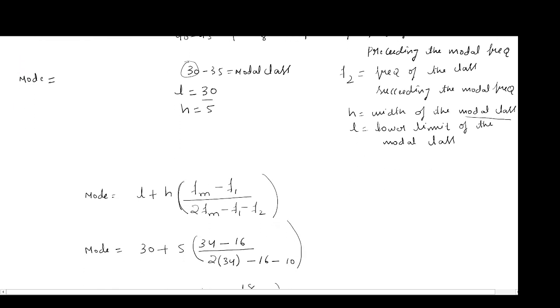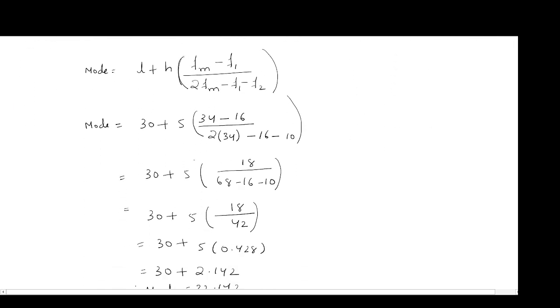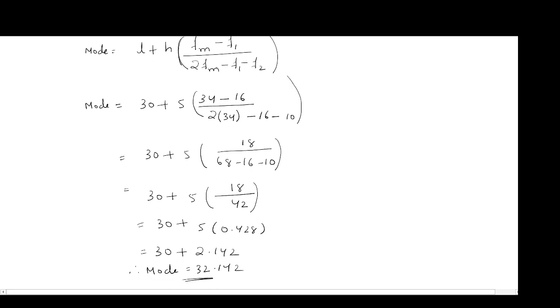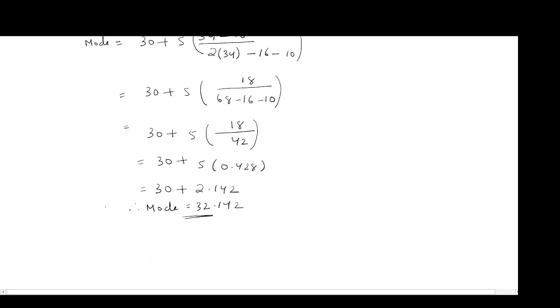After writing all these things, substitute these values in the formula. So L is 30, H is 5, Fm is 34 minus F1 is 16 divided by 2 times Fm is again 34 minus 16 minus 10. So after solving, we got mode value as 32.142. So this is how mode value should be calculated for case number 3, that is when continuous series is given.